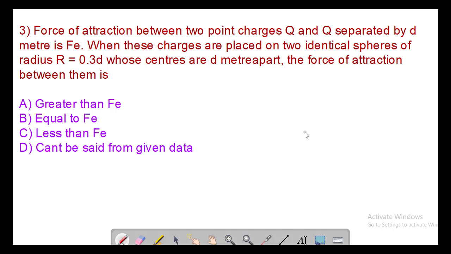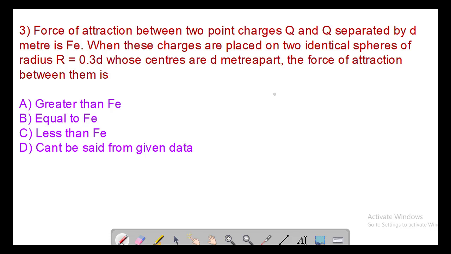Next is question number 3. Force of attraction between 2 point charges Q and Q separated by a small distance d meter is Fe. When these charges are placed on two identical spheres of radius r equal to 0.3 d, whose centers are d meter apart, the force of attraction between them is.